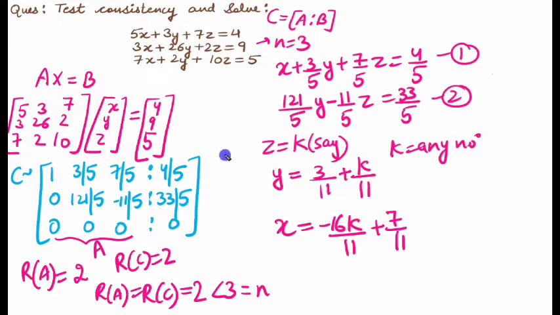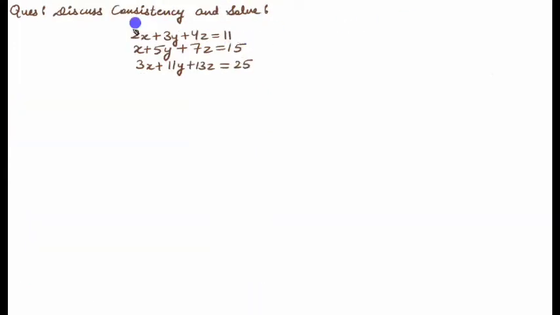So this was how, by using the rank concept, we can find the solution to this system. Let us move towards another question. Again we have a system of linear equations, three equations and three unknowns. यहाँ पर मुझे consistency discuss करनी है. We have to check whether the system is consistent or not. If it is consistent, we have to find the solution for this.